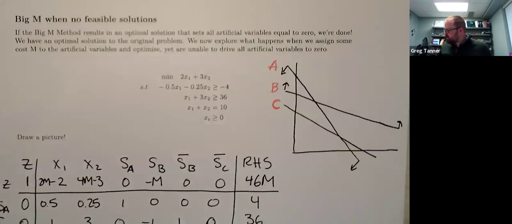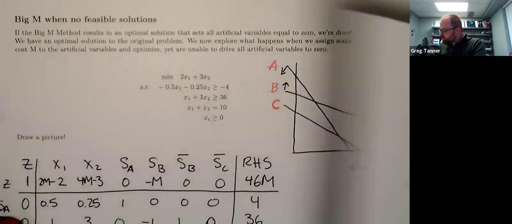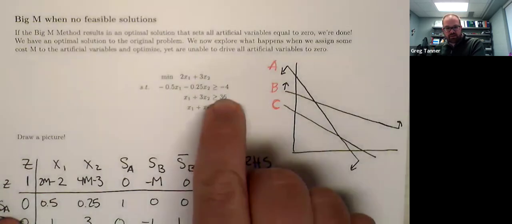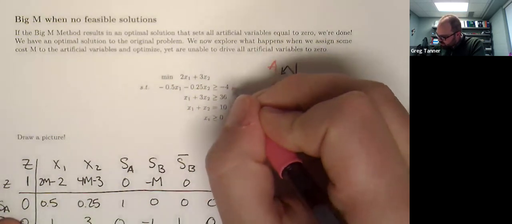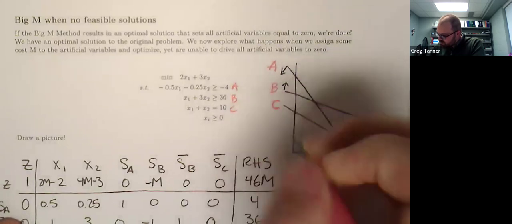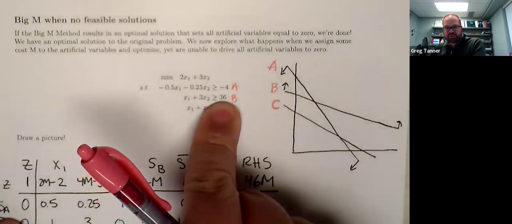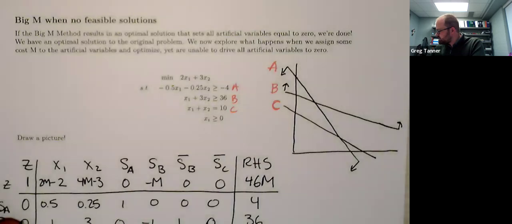Okay, let's make a very slight tweak to the previous problem. The only difference is that we've changed the value on the right-hand side of the B constraint. Let me label these constraints A, B, C. That B constraint used to have a 20 there. We changed it to 36.